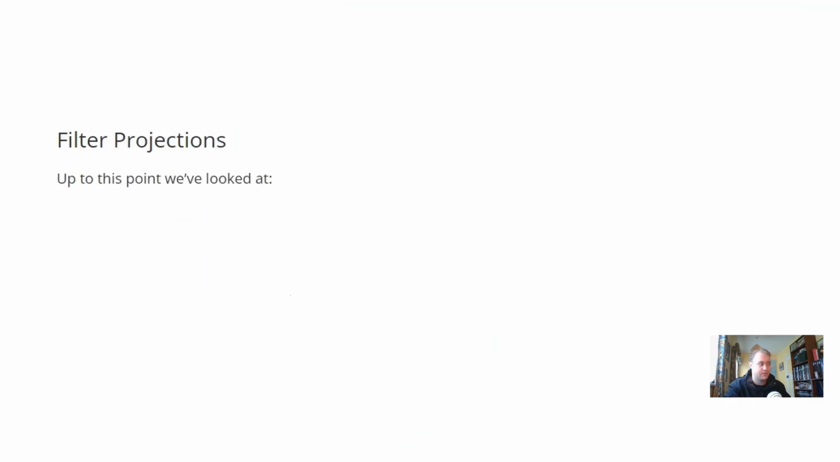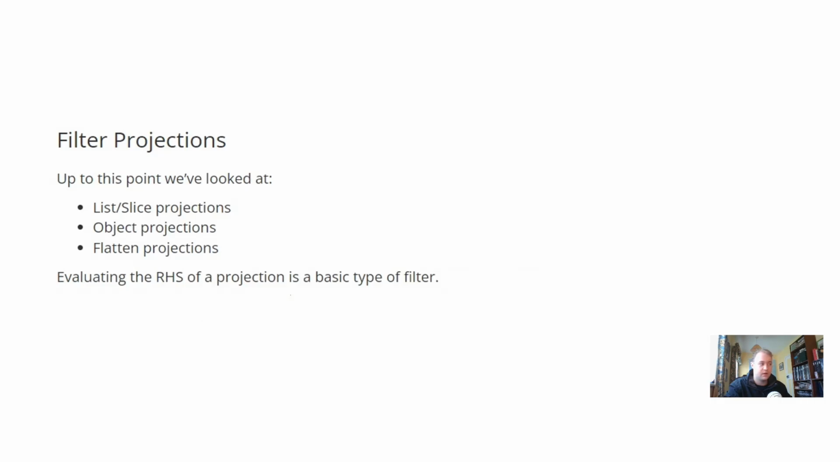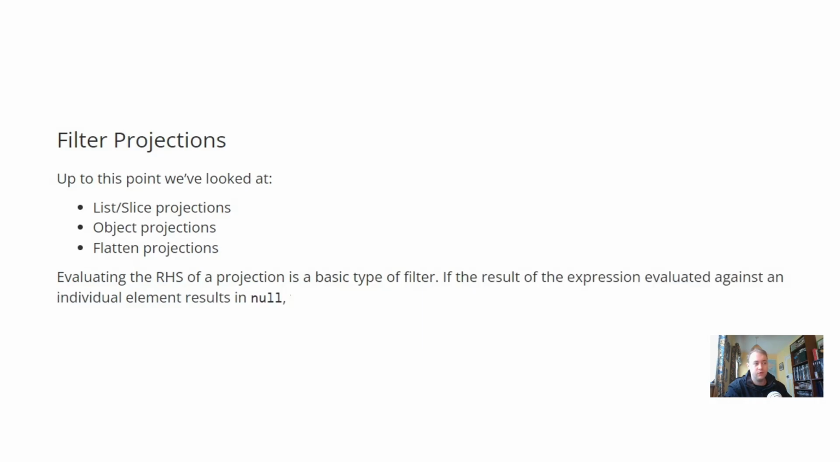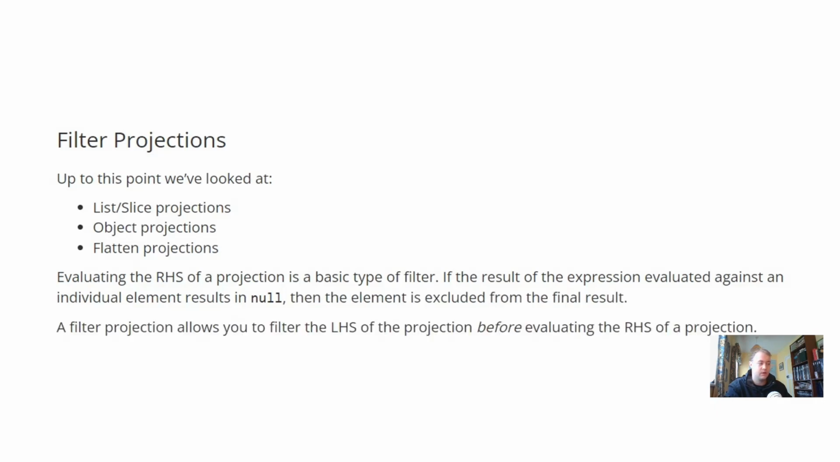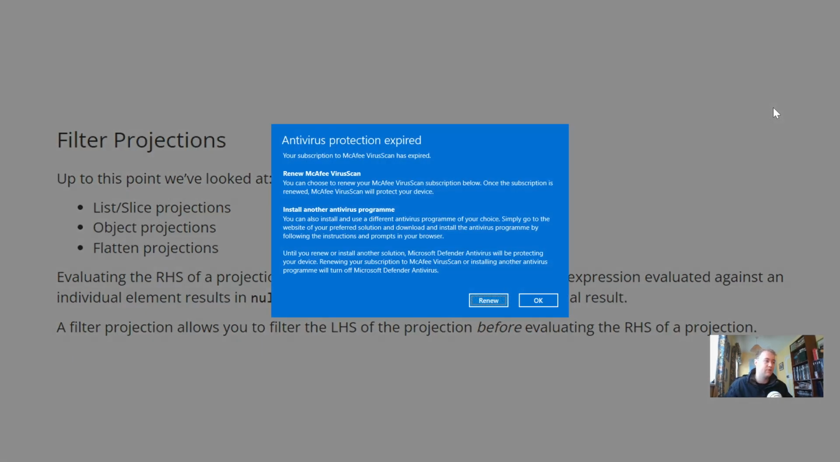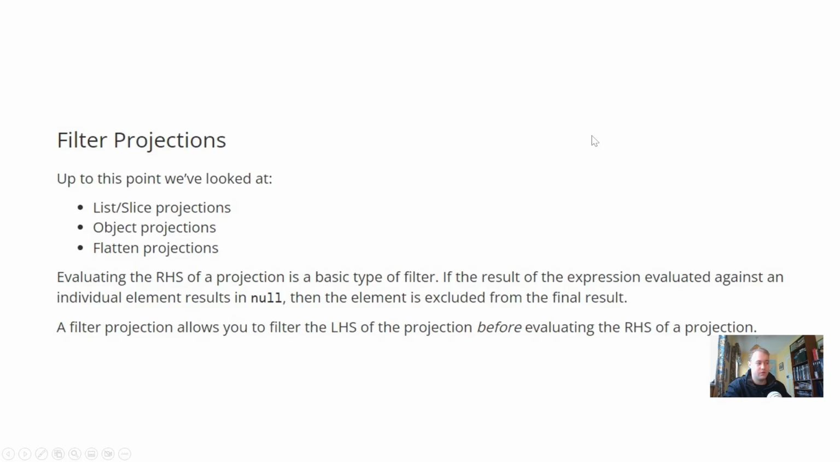Filter projections. Up to this point we've looked at list and slice projections, object projections and flatten projections, which are helpful for compound projections. Evaluating the right hand side of a projection is a basic type of filter, so in a way we've already looked at filters. If the result of the expression evaluated against an individual element results in null, then the element is excluded from the final result. A filter projection allows you to filter the left-hand side of the projection before evaluating the right-hand side.